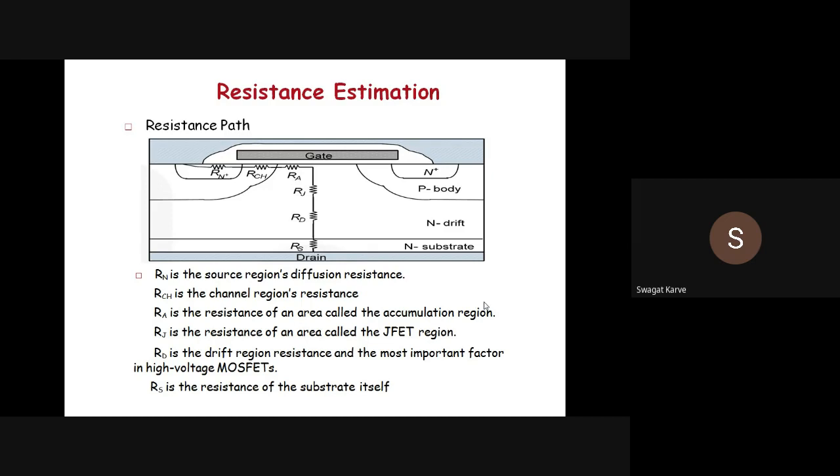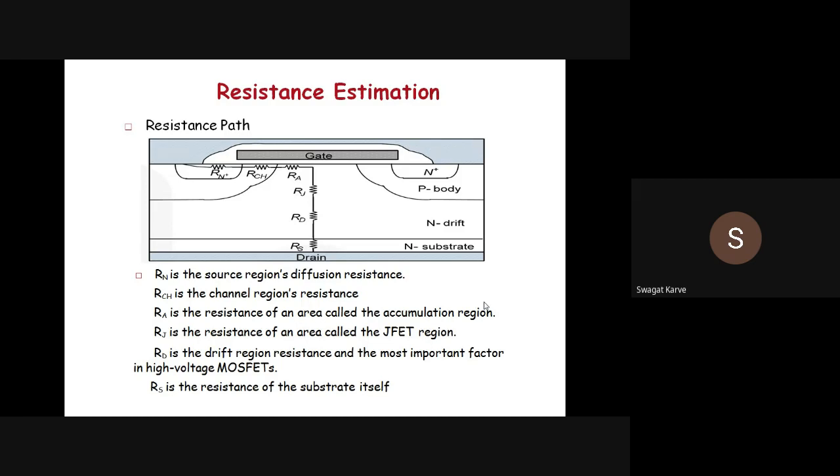Whatever the n plus doping region we have, the resistance offered by that diffusion region, which is n type, is why we name it Rn. It is the source region's diffusion resistance. What is Rn? Source region's diffusion resistance. Next, what is RCH? It's the channel region's resistance. The channel region also offers resistance, in series with the diffusion region's resistance. So RCH is the channel region's resistance.